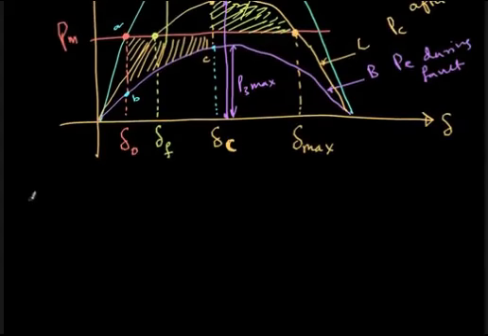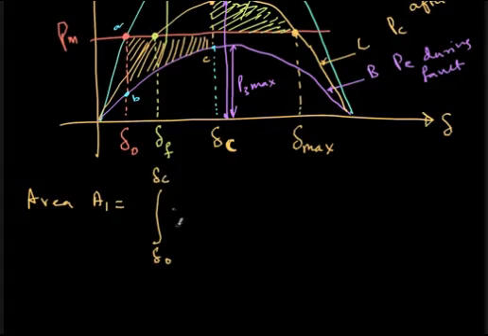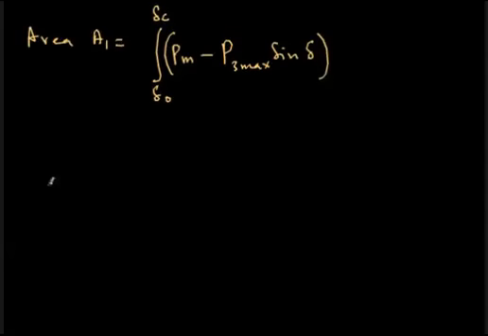So let's do some mathematics on this. What is area 1? Area A1 is the integration from delta naught to delta C of Pm, which is positive, minus this P, which is negative, so that is P2 max sine delta. This curve is subtracted from that, so I get this area. This is my area 1. So what is area 2?